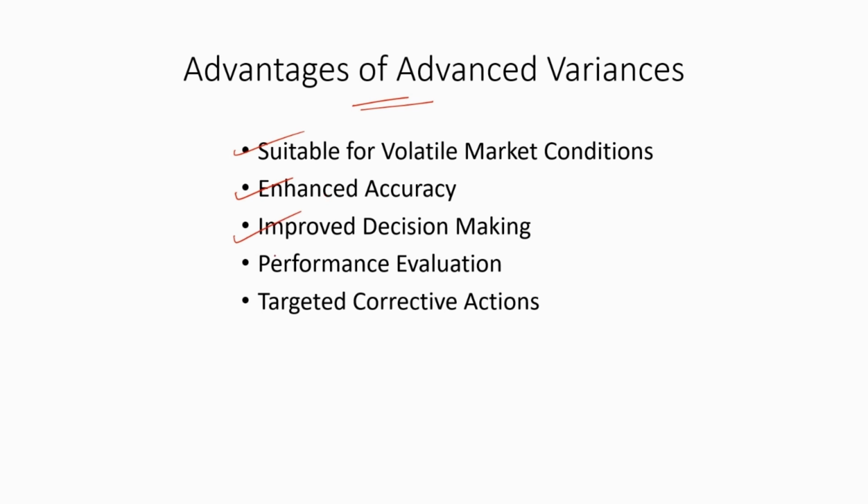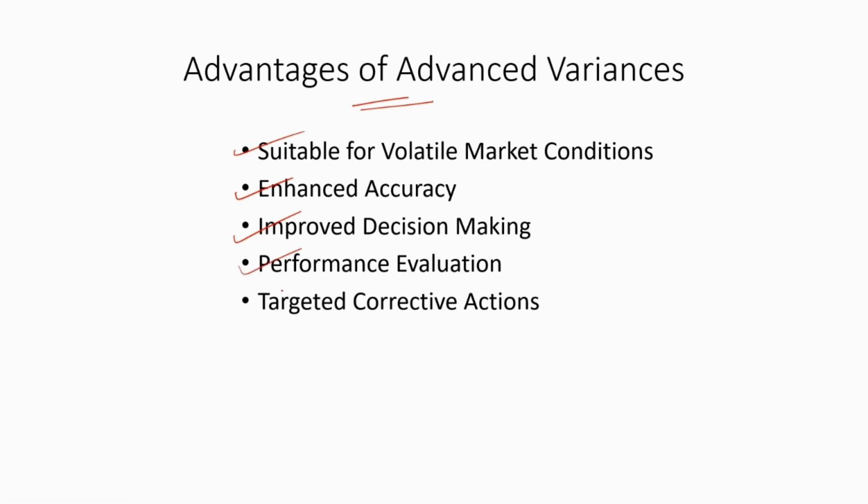Improved decision making. Advanced variances enable better decision making by providing managers with a comprehensive understanding of the drivers behind the variations in performance. This knowledge allows them to identify areas that require attention or improvement, allocate resources effectively, and make informed decisions about cost control, process optimization, pricing strategies, or product mix adjustments.